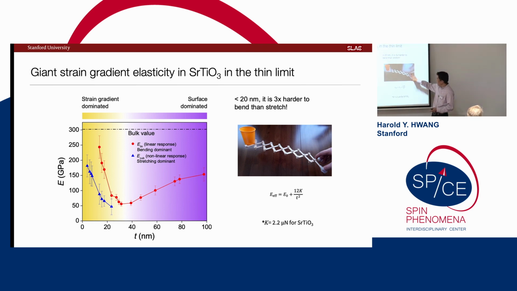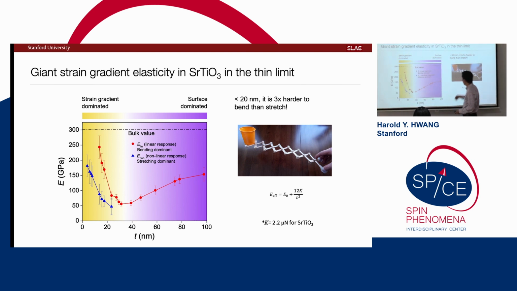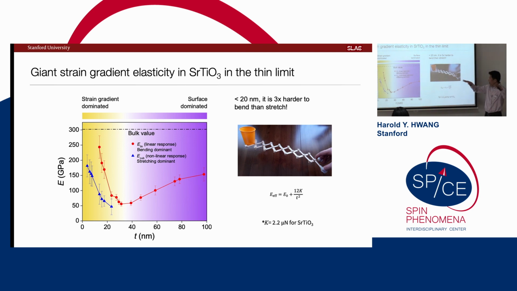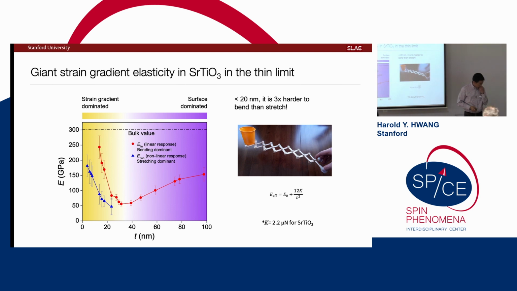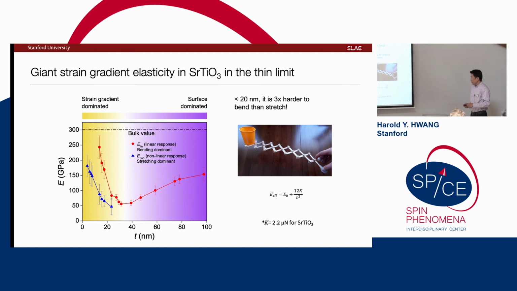Another way to say that is simply look at this picture. What we're finding is in this thin regime below about 20 nanometers, this single crystal thin film of strontium titanate is about 3 times harder to bend than it is to stretch. Kind of looks like this toy, right? It's a bit rigid in the bending rigidity, but I can easily stretch this out and play this game. Okay. So I think that's the heart, or our best attempt at a clean experimental probe of this phenomenon.